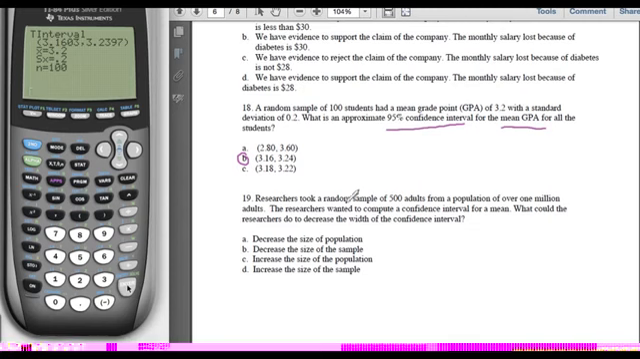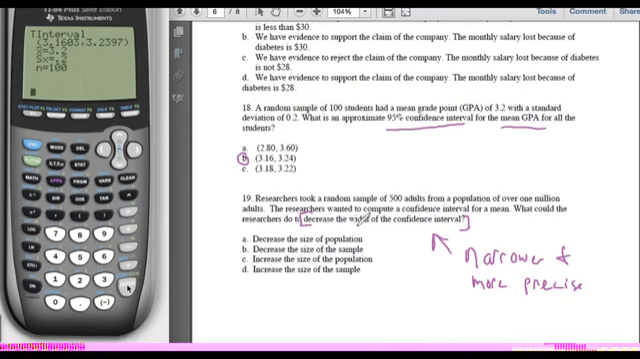Number 19, researchers took a random sample of 500 adults from a population of over 1 million adults. Researchers wanted to compute a confidence interval for the mean. What could the researchers do to decrease the width of the confidence interval? That is, make it narrower and more precise. If you decrease the width, you make it narrower, you make it more precise. How do we do that?